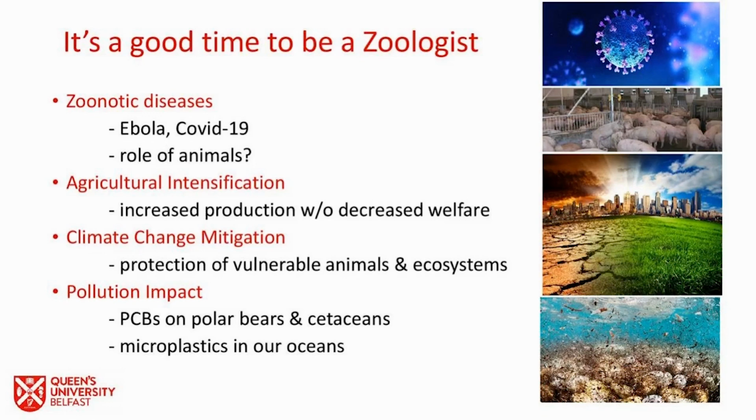You also can help address pollution impact. So for example, polychlorinated biphenyls, the impact they have on polar bears is well documented. They increase the number of hermaphrodites in the normal population. And they also have an impact on the health and fertility of marine animals, for example, cetaceans. There's the whole question over microplastics in our oceans. The long-term health effects on both animals and humans are as yet unknown. So a lot of research and a lot of potential input for zoologists.